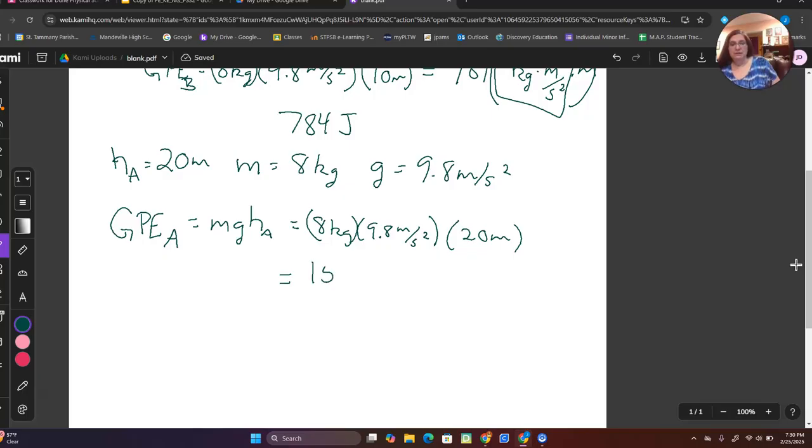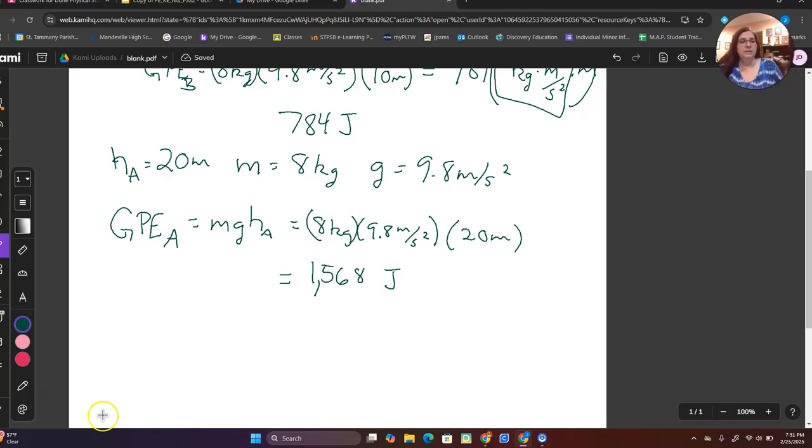So this is going to give us 1,568. Remember the units? Kilograms times meters per second squared gives us newtons, times meters gives us joules. So this is almost, or should be exactly, twice the amount that we had up there, or at least pretty close to it. All right, so that's how we use the gravitational potential energy equation to help us find the potential energy of an object due to the fact that it's sitting above the surface of some surface.